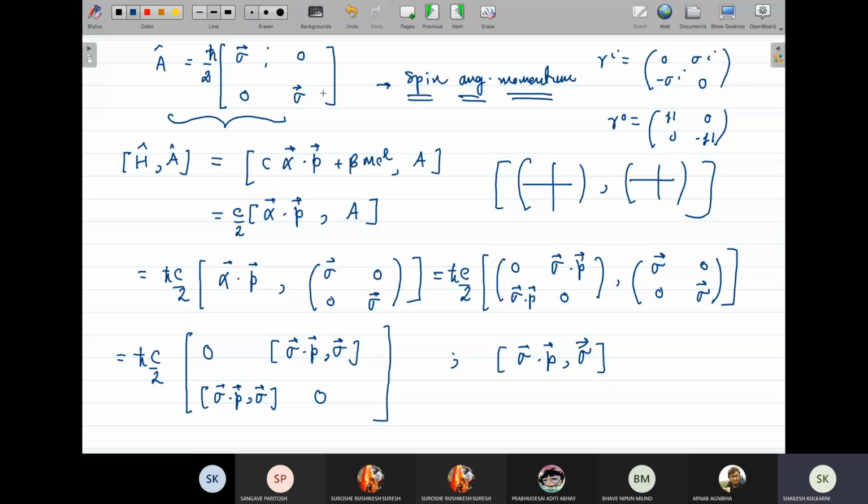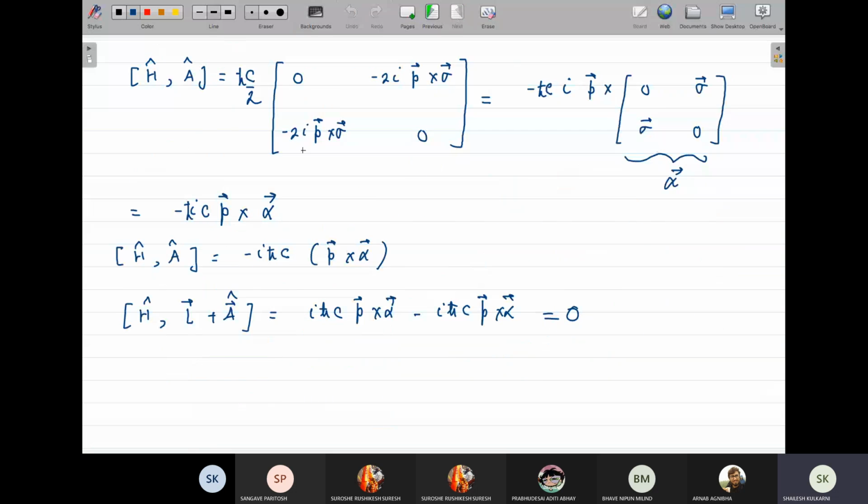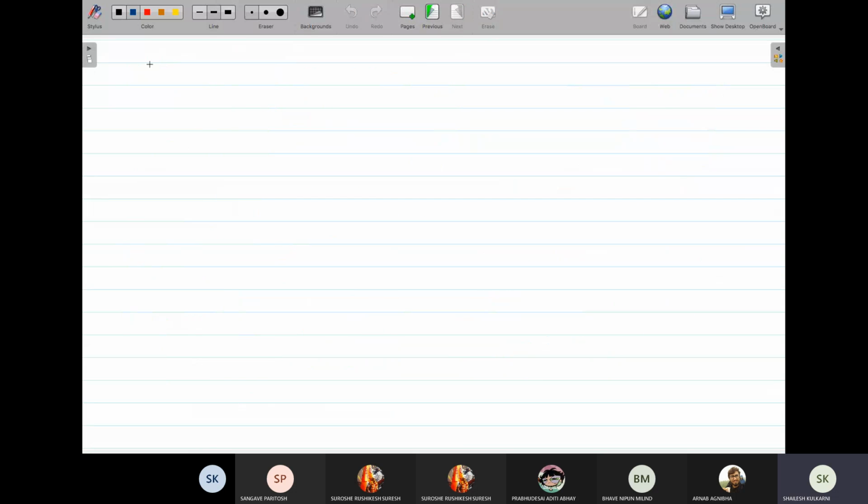This now I will write, instead of A, I will just write S. So this is my spin angular momentum. It is clear why this is happening in 4 cross 4 form. In your non-relativistic case, you define spin as h cross by 2 sigma, right? It is 2 cross 2.